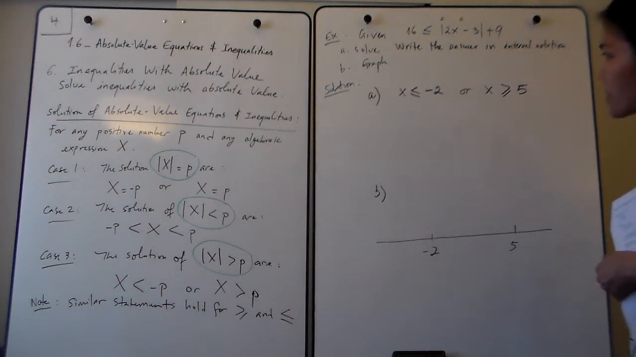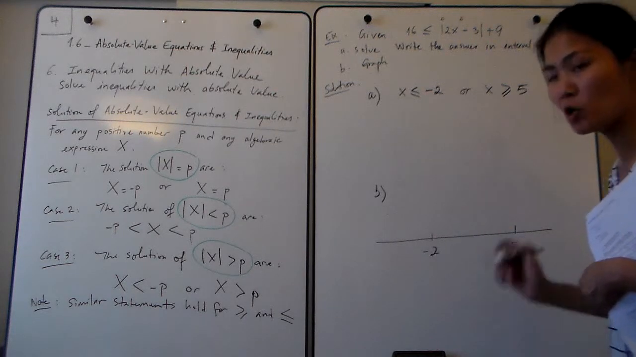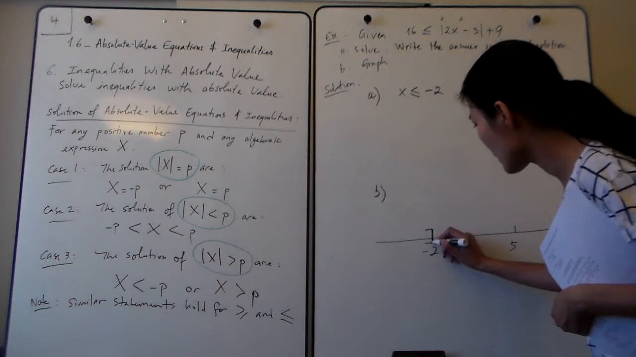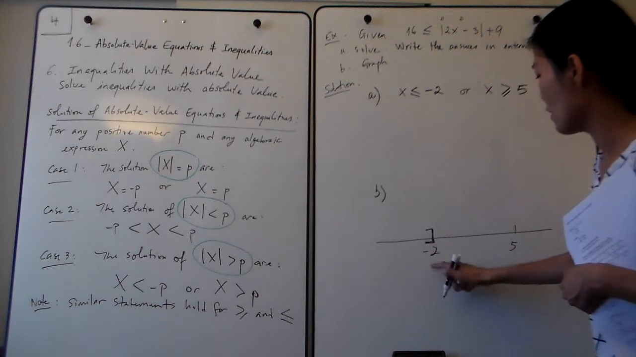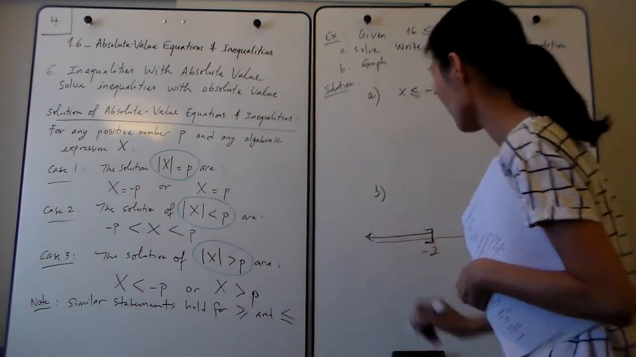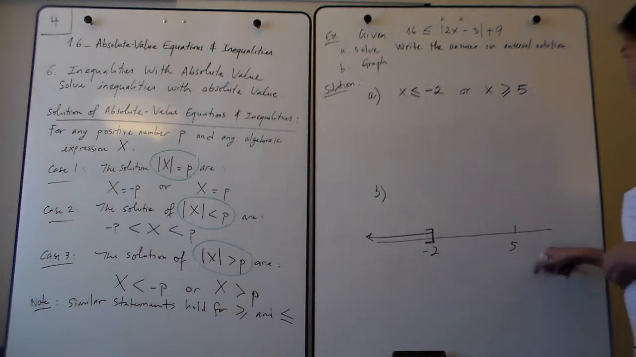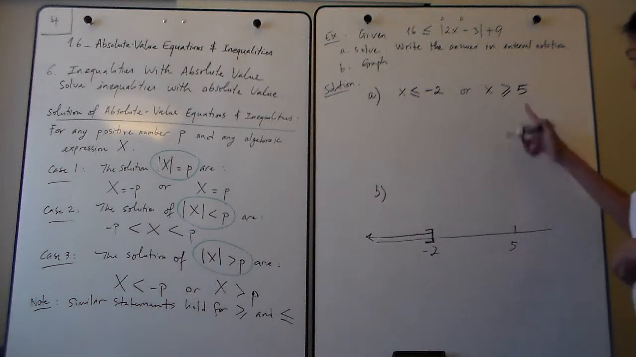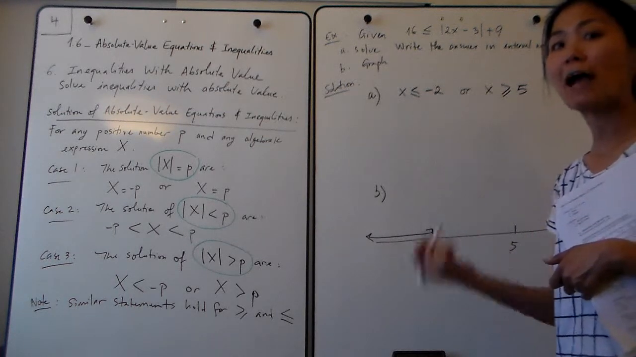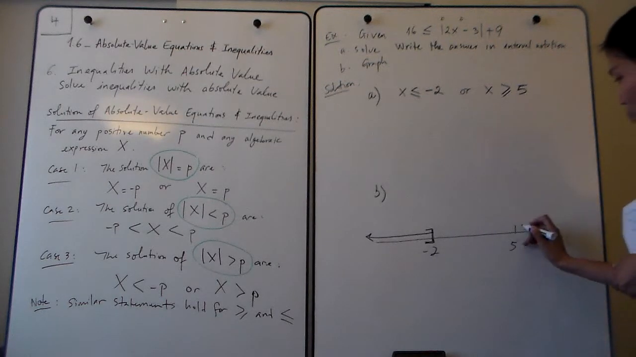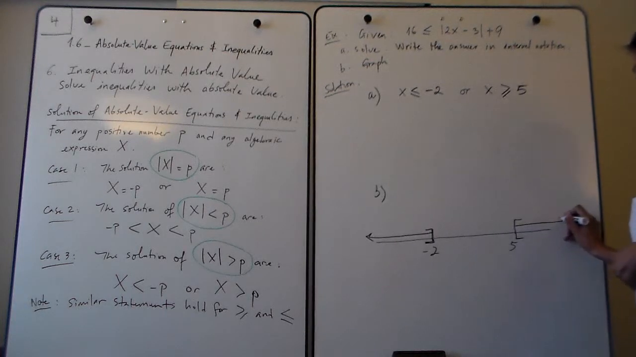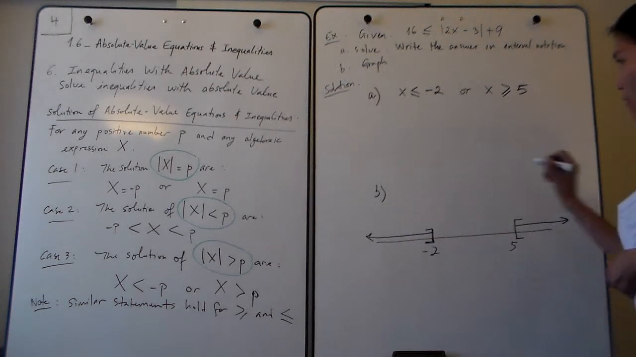So x is less than or equal to negative 2. Less than or equal means including, right? So we use a bracket at this right-hand point, which is negative 2. For this, x is greater than or equal to 5. Greater than or equal to means we're including it. When we're including it, we use the bracket. Because this is the left endpoint, I use the left bracket. Bigger, right? So extend to infinity right here. So this is the graph.